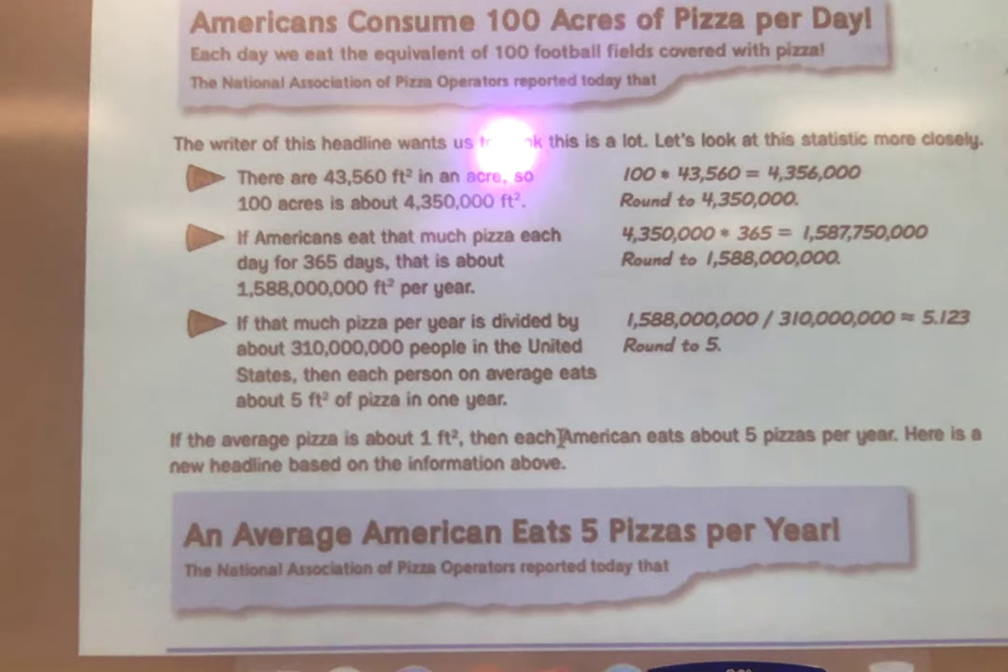Okay, so let's analyze really how much this really is, and we're going to show how this is a little bit deceptive, and these guys trying to make us think that we eat way too much pizza here in America. Okay, they want us to think, this writer, that this is a lot of pizza. So let's really look at these statistics a little bit more closely.